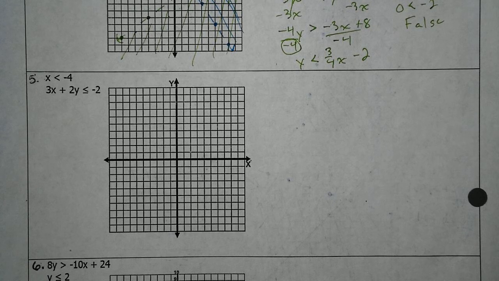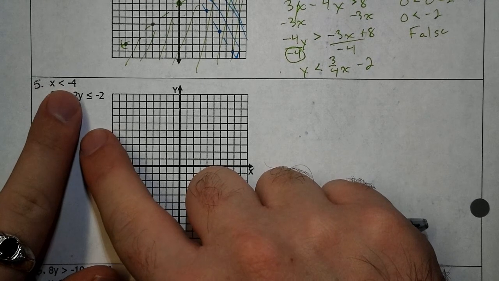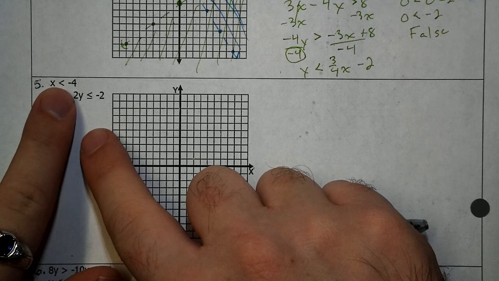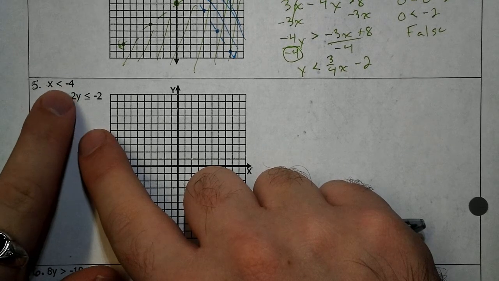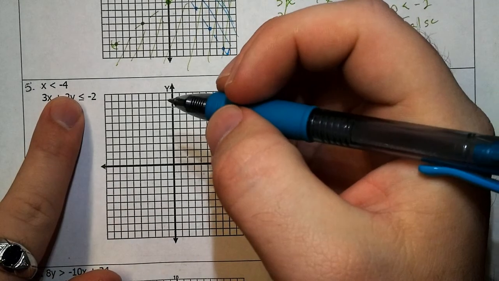All right, example 5. This one, x is less than -4. Well, that one's not in y equals. It doesn't even have a y. But remember, if you just have x and a number, that's going to be just a regular vertical line. So on this first one, I can actually immediately graph it.